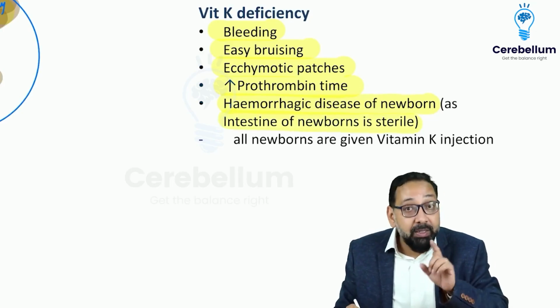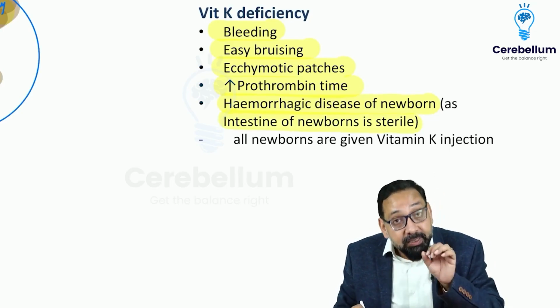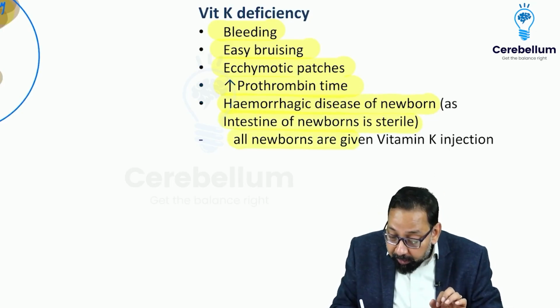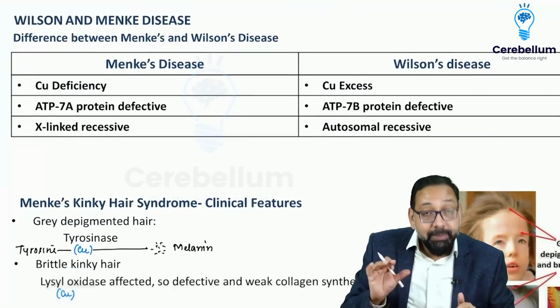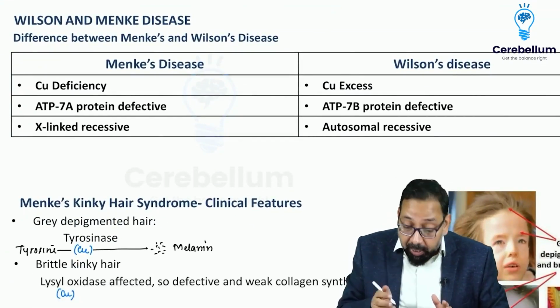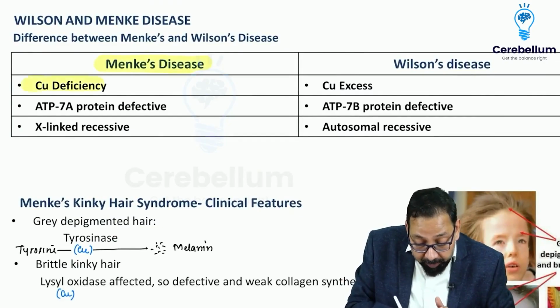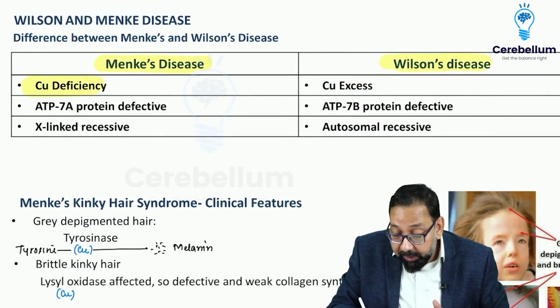That's why vitamin K will not be synthesized. This is the reason all newborns are given a vitamin K injection. Now we come to Wilson disease and Menkes disease. Questions are asked that in Menkes disease there is copper deficiency. In Wilson disease there is copper excess.